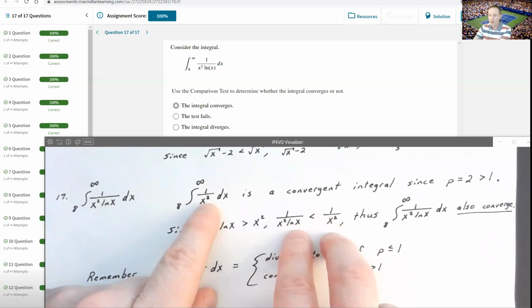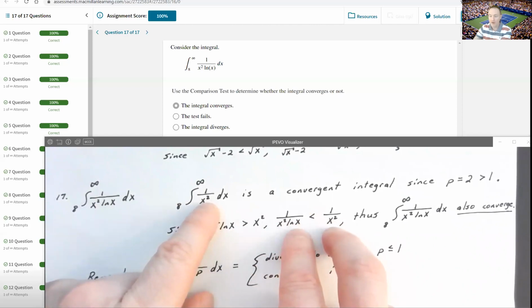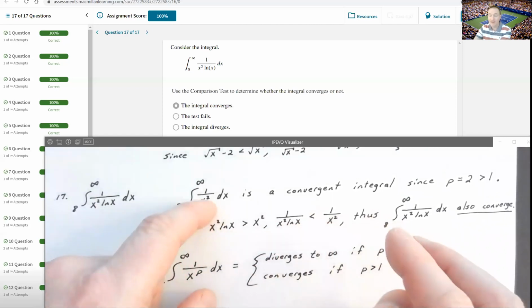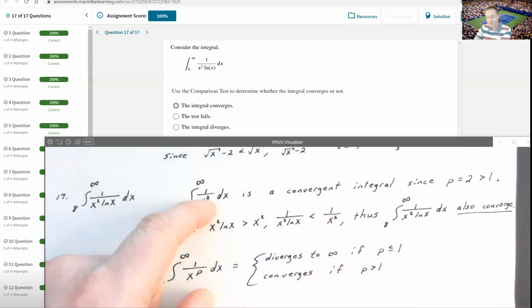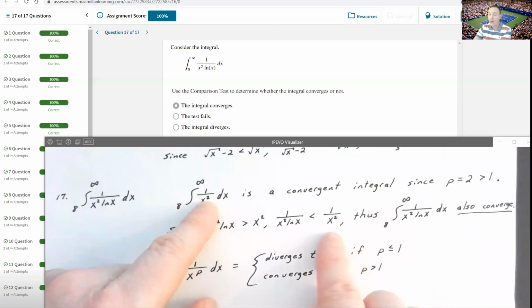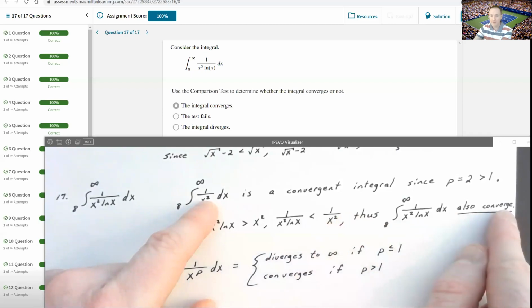Now again, what do I already know about 1 over x squared? I know that it converges, and in fact, I already know it converges to 1 over 8. I can tell you what that integral answer is. I don't know what this one is, but I can tell you it has to be less than 1 over 8. I am certain of that. What I'm also certain of is the fact that I'll get some finite answer, it's also convergent.